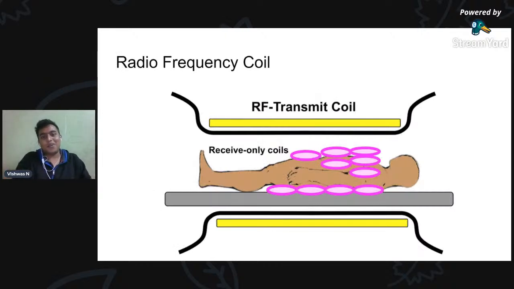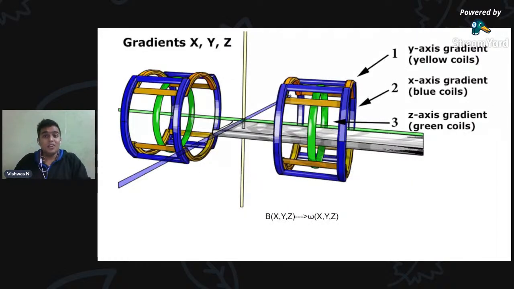RF transmit coils will just keep transmitting, and there are receive-only coils which will just keep receiving. The way in which the molecule starts behaving is how the signal starts varying in the K space. Then you apply a Fourier transform, and that's what you get: the final viewable object or image which you take into consideration. So there are gradients, there are relaxations which I'll be coming to in future slides.